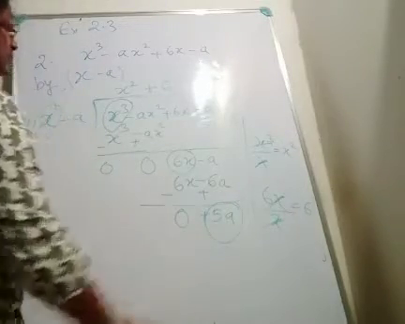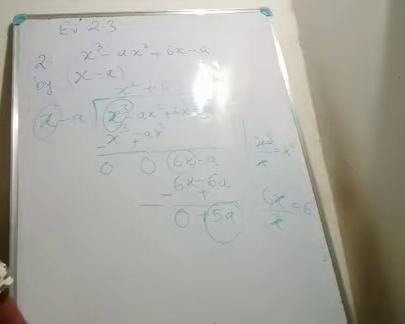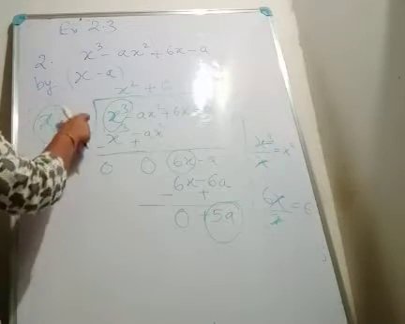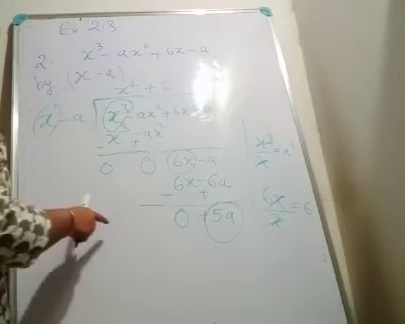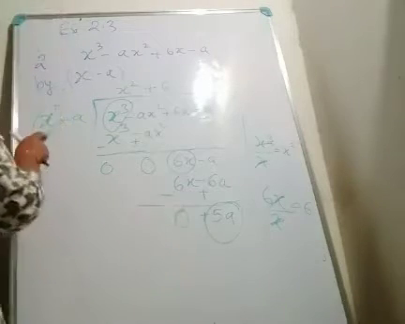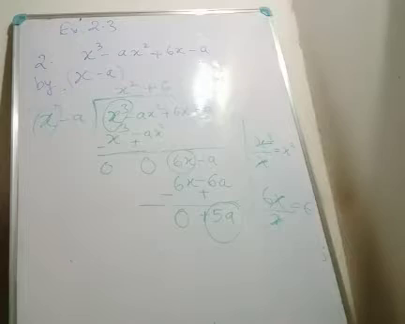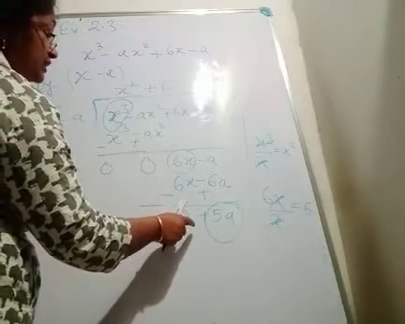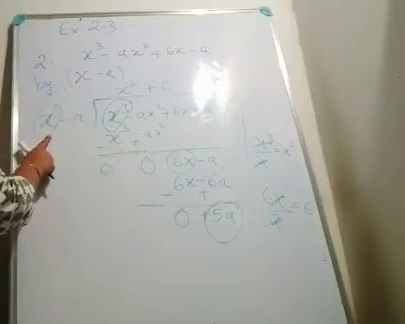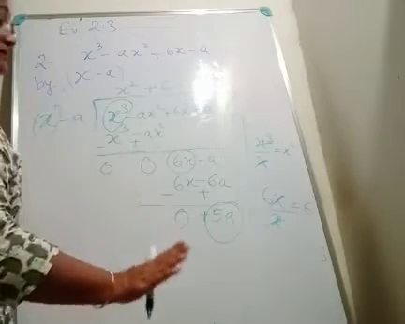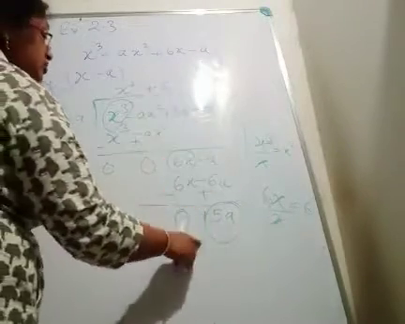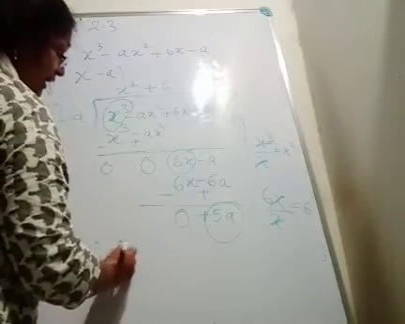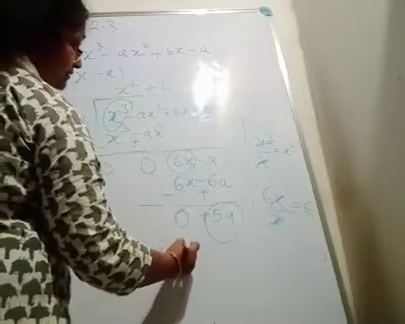You can't proceed the division further because here the divisor is x minus a and the degree of the remainder is less than the degree of the divisor. If you find the degree of the remainder is less than the degree of the divisor, you can't proceed further. You have to stop the division here only. So therefore 5a is the remainder.